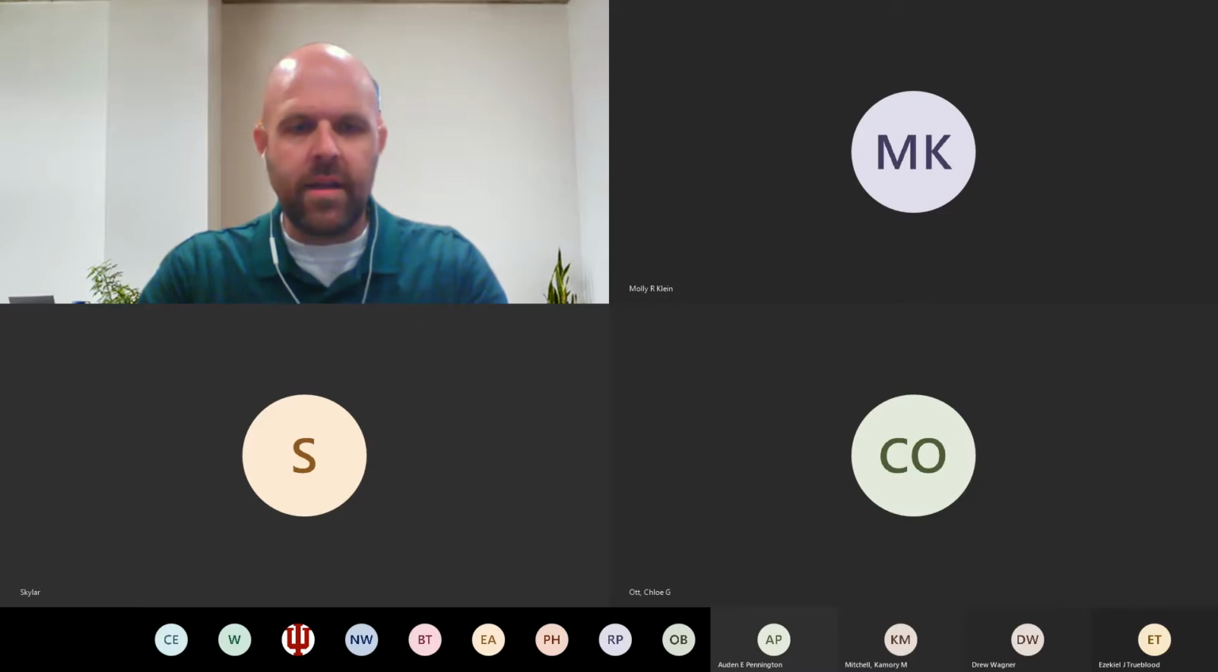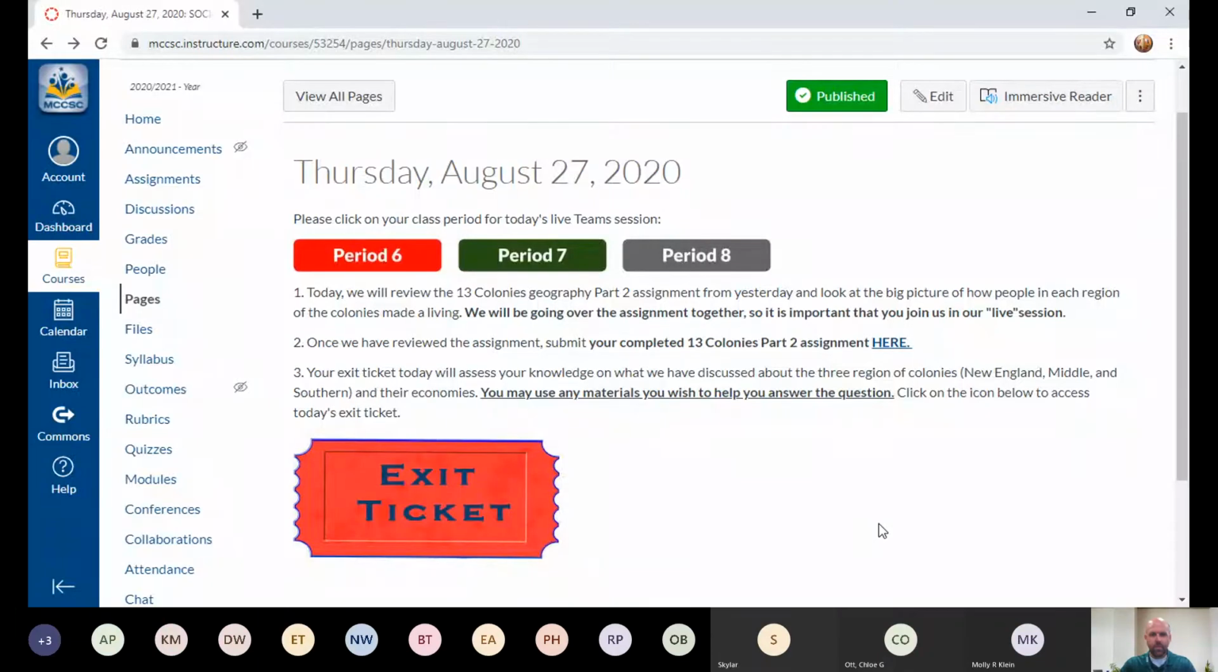Okay, if you're just joining us, you need to have the assignment up from yesterday that was posted, in terms of the part 2. Okay, so here I am on today's page. I'm trying to make these things easier for you to follow in terms of steps. We're going over the assignment together now. Once you have reviewed the assignment, you can submit it here. If you've already submitted it, you can resubmit it afterwards so that you have a better understanding if you need to correct something, okay? We're going to talk about the exit ticket, which I've made this big giant ticket for you to not miss afterwards.